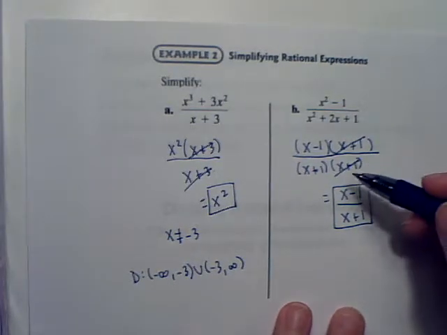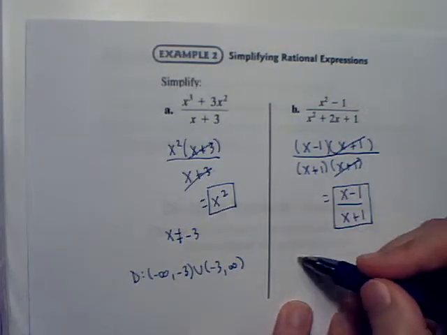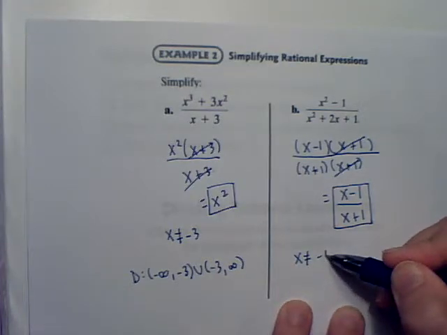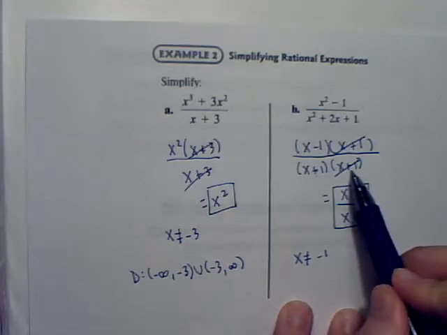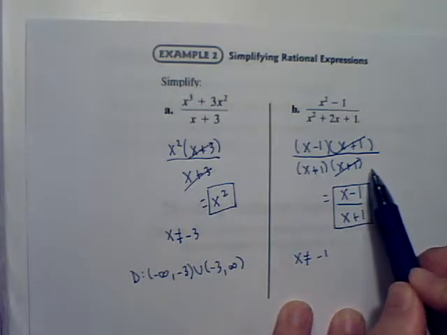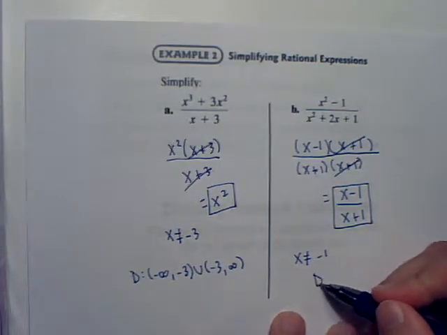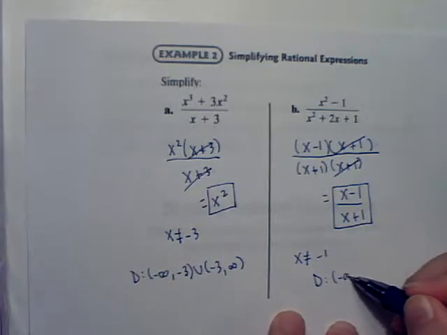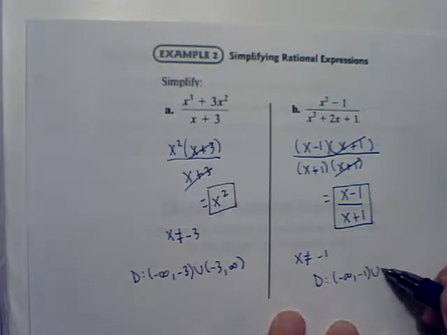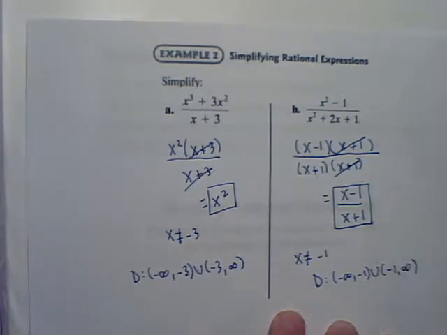And then the domain: x cannot equal negative 1. Okay, so if you set both x plus 1 and x plus 1 equal to 0, you're going to get only negative 1. Remember that we don't worry about the numerator, only the denominator. So the domain would be from negative infinity to negative 1, union negative 1 to infinity.